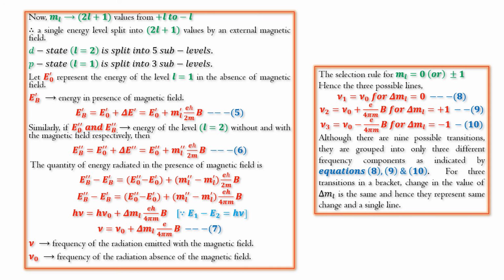So in this video we explained the concept of normal Zeeman effect with the help of orbital angular momentum and magnetic moment of an electron. Then finally we can estimate the 3 possible frequencies for the lines nu 1, nu 2 and nu 3 with the application of the selection rule del ml equal to 0 or plus or minus 1.